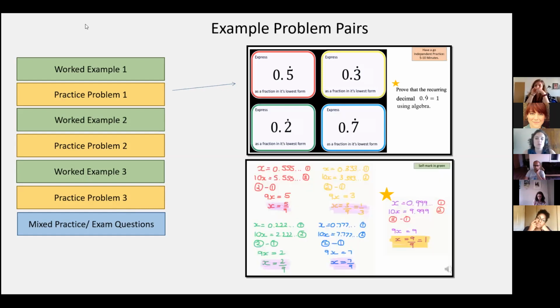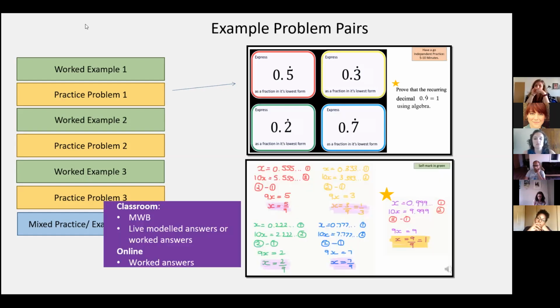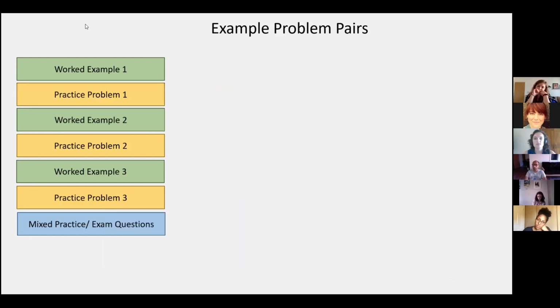Then I'd put answers on the board if I was doing this online. But if I was live modeling this, I would ask the students to explain the questions to me. If I was in the classroom, I'd probably ask them to do it on mini whiteboards as well to reduce that risk, that fear of making a mistake. And then I'd repeat this process for worked example 2 and worked example 3.